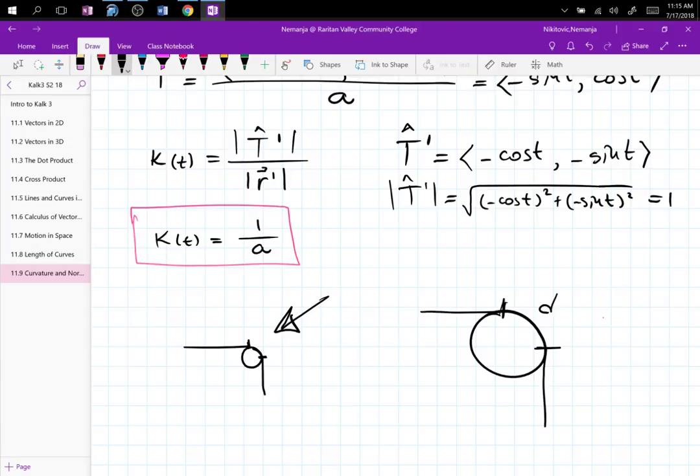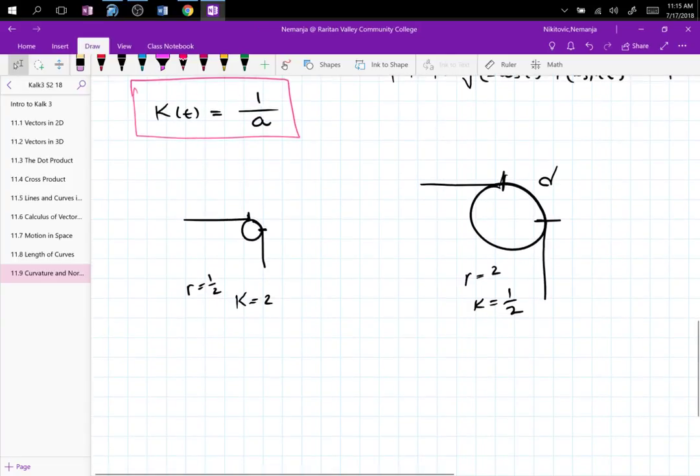Smaller radius, let's say radius of one half is going to be 1 divided by a half, which is 2. So curvature is 2 in this case, if radius is 1/2. In this case, if radius is 2, curvature is 1/2. So smaller curvature for the bigger circle because it takes longer to turn, where for the smaller circle, the bigger curvature because it's quicker to turn, and the curvature measures how fast you turn.